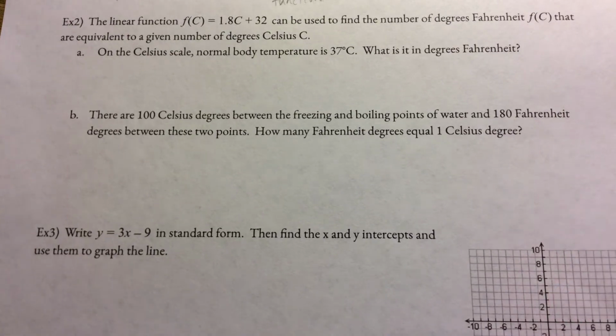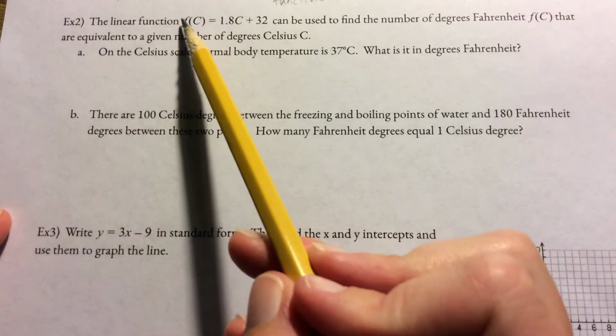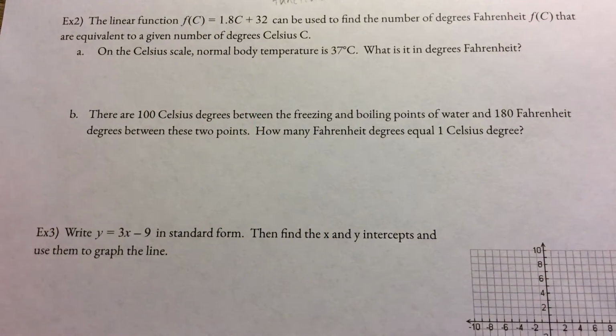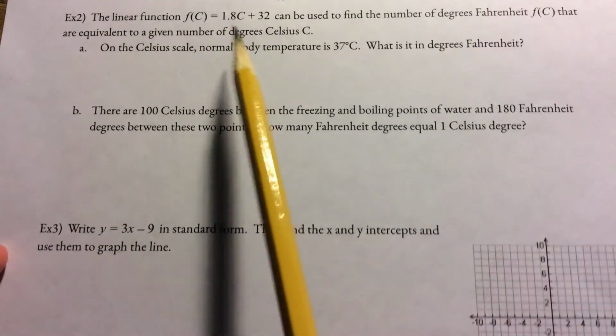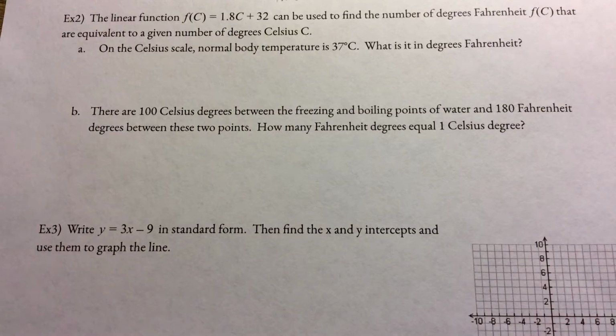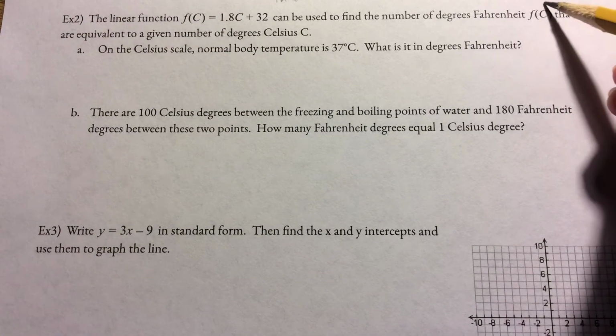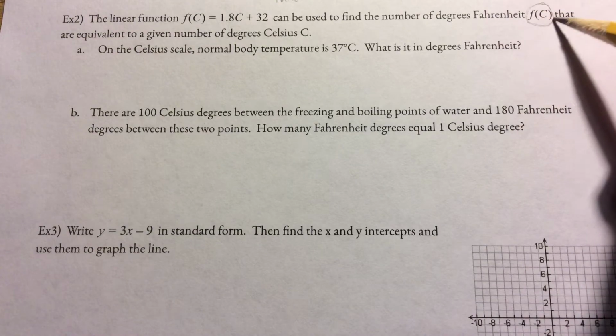Example 2 says we have a linear function f of c. So here we're in that function notation. We're naming the function f, and we're using a capital C as our variable. It's equal to 1.8c plus 32. And this can be used to find the number of degrees Fahrenheit, which is what this whole thing is representing.